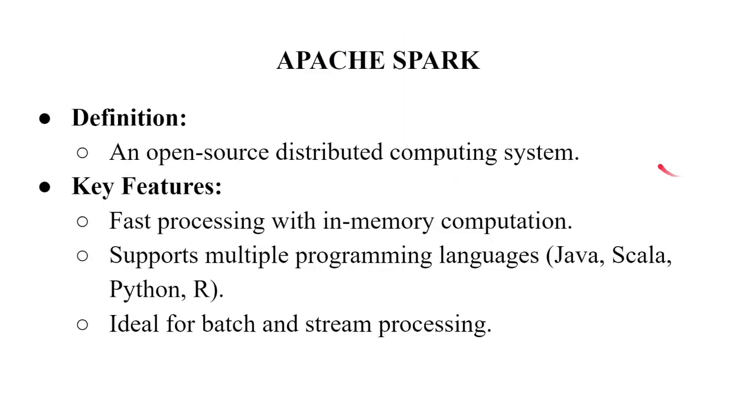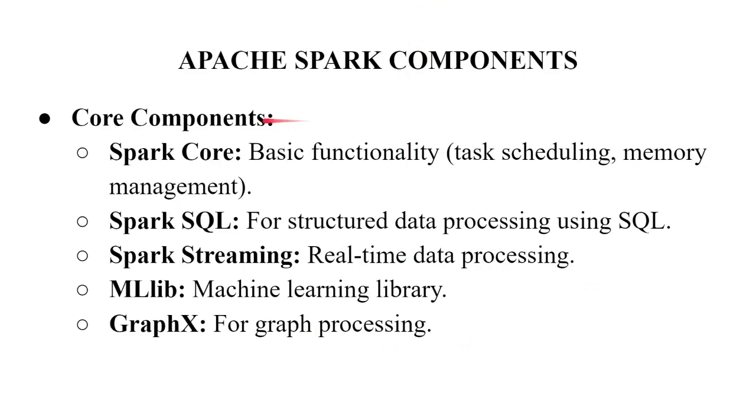So part 2 is Spark. Spark is basically an open source distributed computing system. The key features are fast processing with in-memory computation, and it supports multiple languages like Python, R, Java, Scala, and it is ideal for batch and stream processing. There are a few components of Spark, such as Spark Core, Spark SQL, Spark Streaming, MLlib, and GraphX. In this particular demonstration, we are mainly going to focus on MLlib.